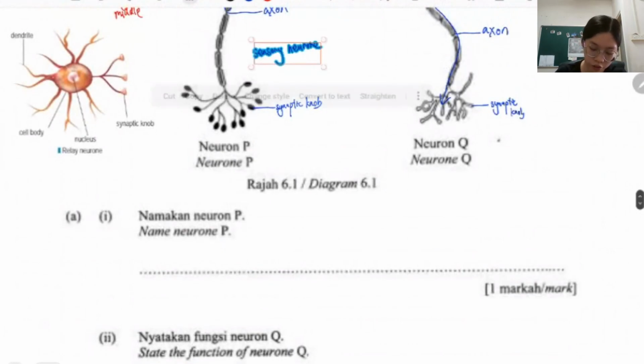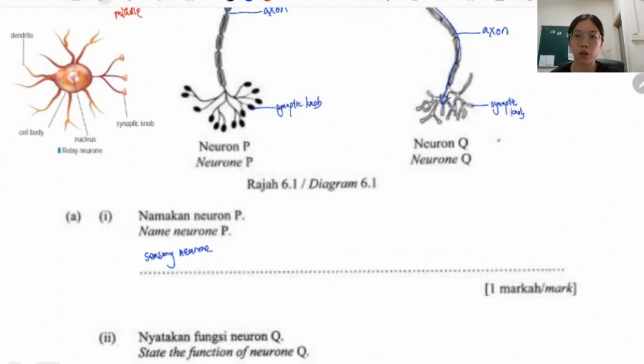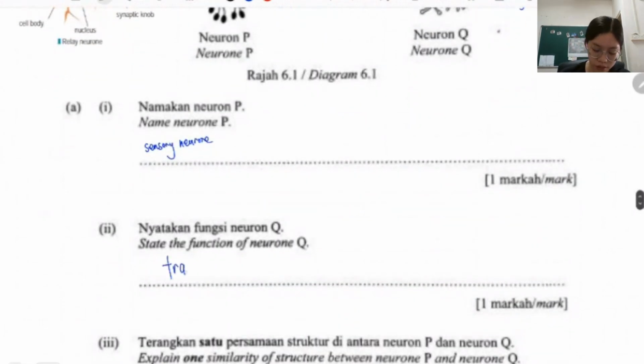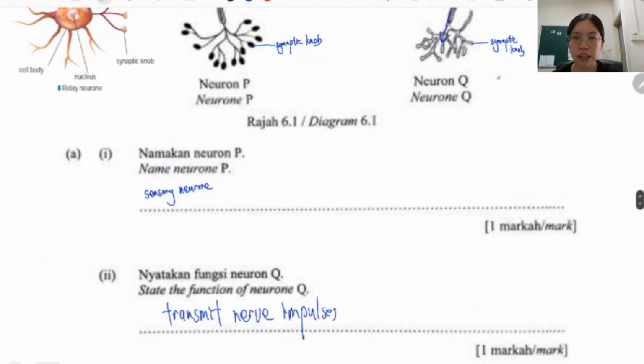And then what is the function of neuron Q? So neuron Q is a motor neuron. It is the one that will transmit nerve impulses. Most importantly, it is through the effector so that the effector, such as the muscle cell, can produce the response. So it transmits from the central nervous system to the effector. You have to emphasize it is the one that transmits to the effector from the central nervous system.